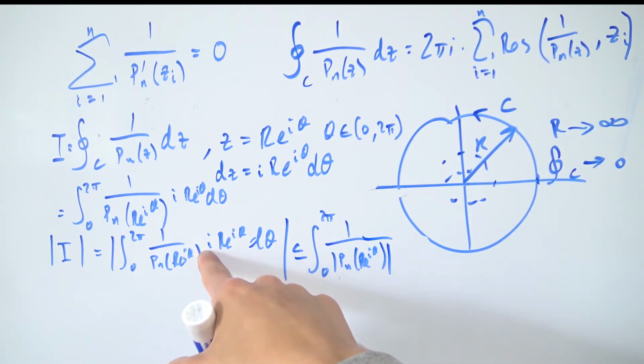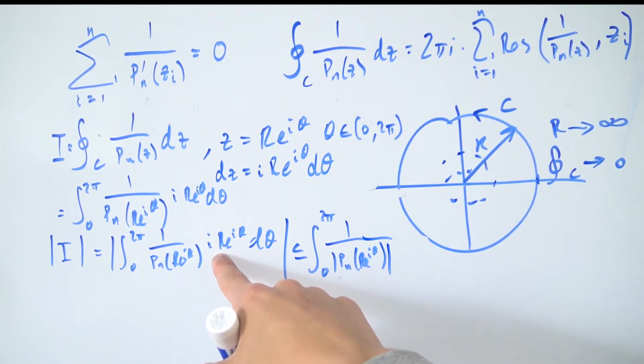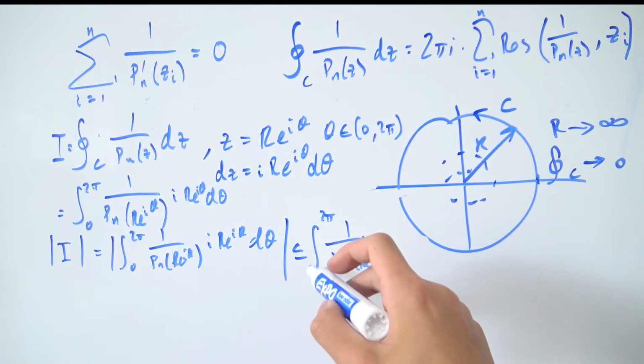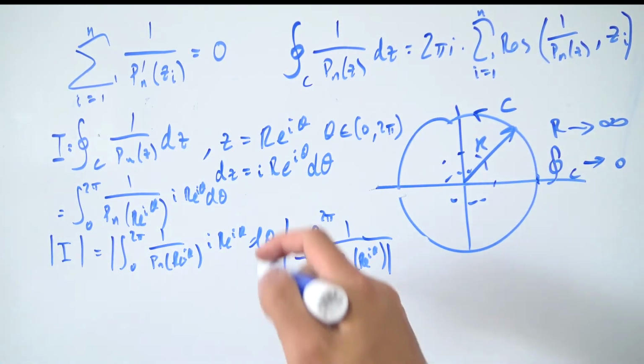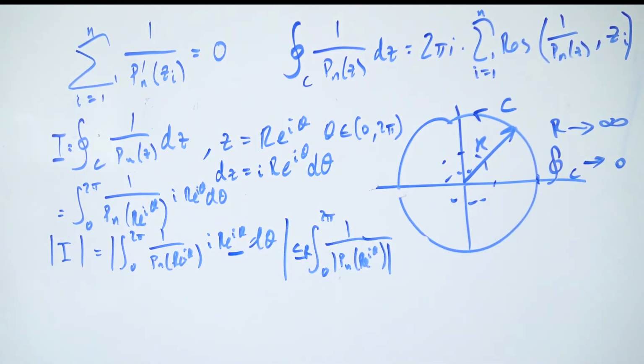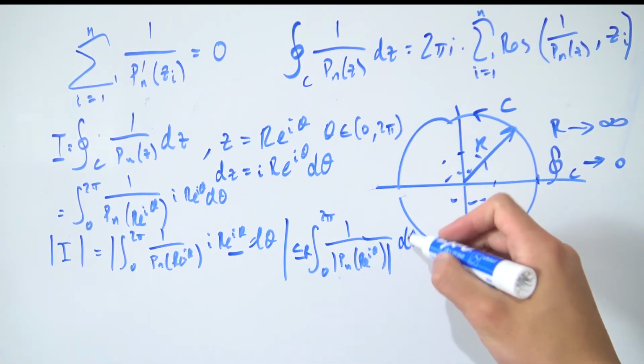So absolute value of i is just 1. Absolute value of r, let's bring that out to the outside because it's still going to be r. Remember, r is some positive number right here. And absolute value of e to the i theta. Well, e to the i theta is just some complex number on the unit circle, so the absolute value of that is just the distance it is away from 0, which is 1. So we can ignore that, and we're going to have d theta like so.